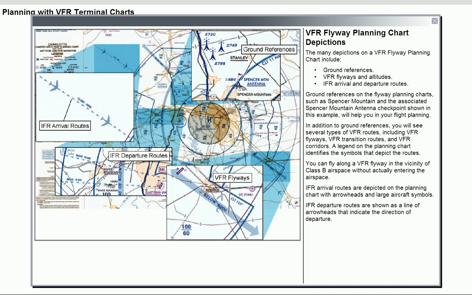To aid you in situational awareness and help you avoid heavily congested areas, the planning charts depict IFR arrival routes with arrowheads and large aircraft symbols. IFR departure routes are shown as a line of arrowheads which indicate the direction of departure.